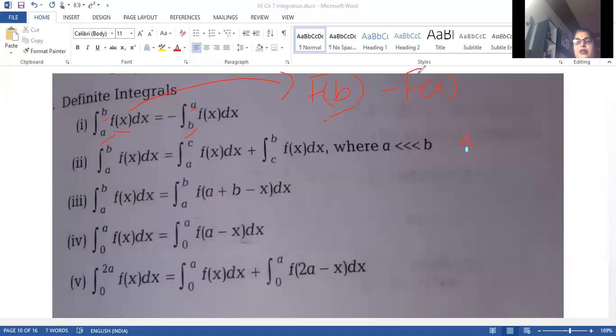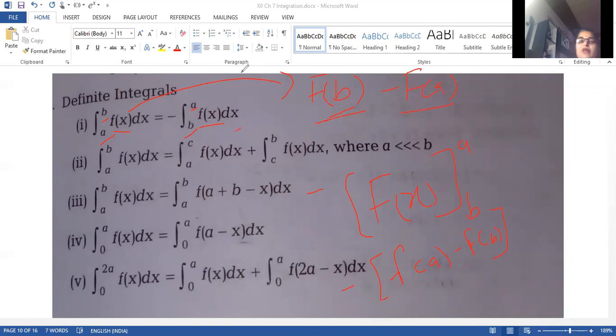Now just see the RHS. We have the minus sign as it is, with limits from b to a. The integration of f(x) is capital F(x), because the function is the same. Now the limit is from b to a, but we have a minus sign here, so minus of F(a) minus F(b). When you open the bracket, you get minus F(a) plus F(b), which is equal to F(b) minus F(a).